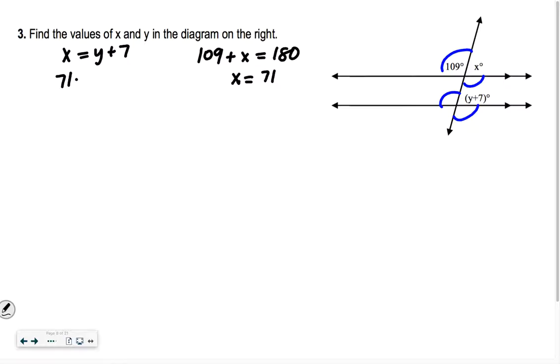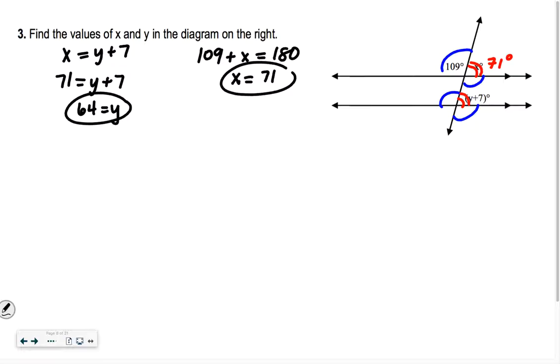So then I know 71 has to equal y plus 7, right? So this was 71 degrees. And that has to be the same as the y plus 7. Oops, I should really do double markings or something. So when I subtract 7 over, I get, what, 64? So 64 is y. So I have x is equal to 71 and y is equal to 64.